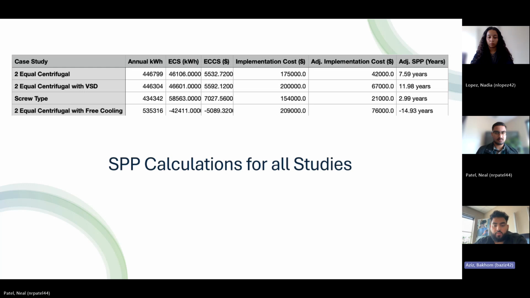For the data that we have collected, the best one for the best investment would be the screw type. In 3 years the investment will be paid off, and after that it's just savings from there. The free cooling is probably the worst one since it was worse than our baseline. You were spending more money to run that one, so that's why it's a negative number.